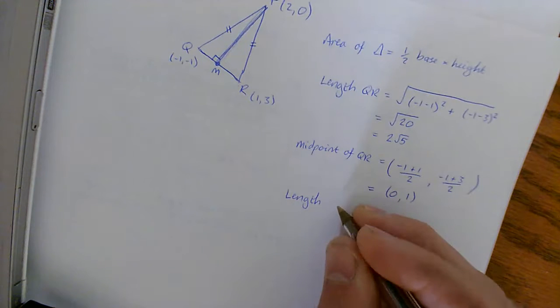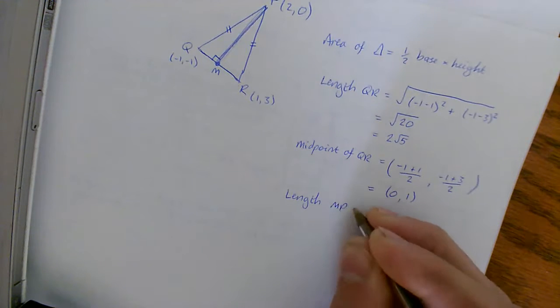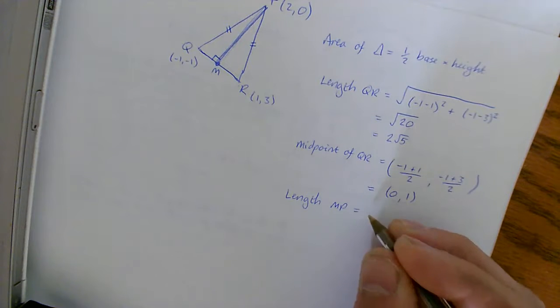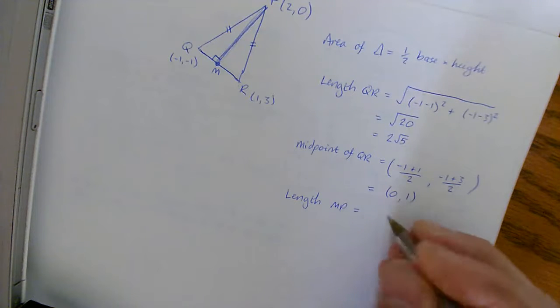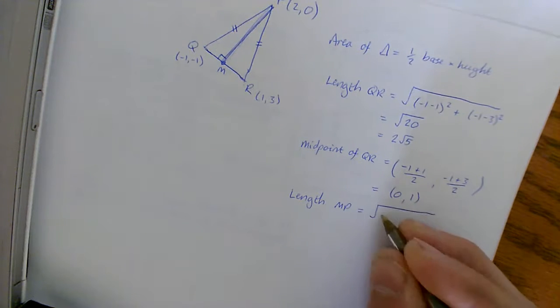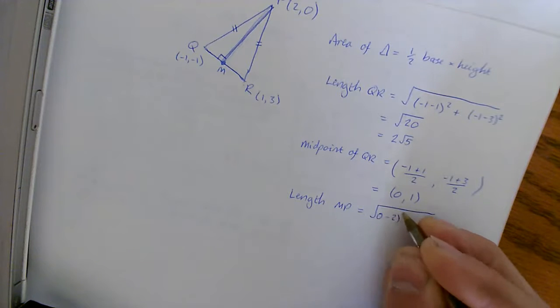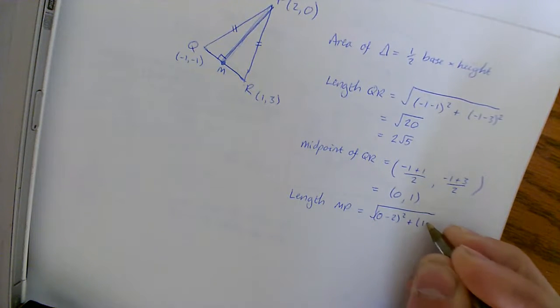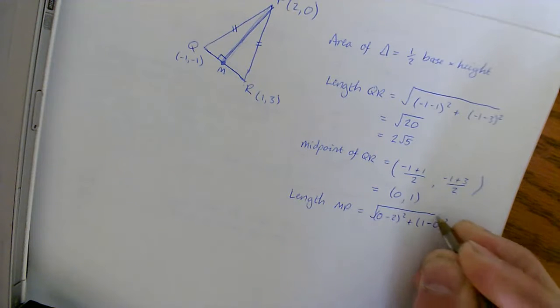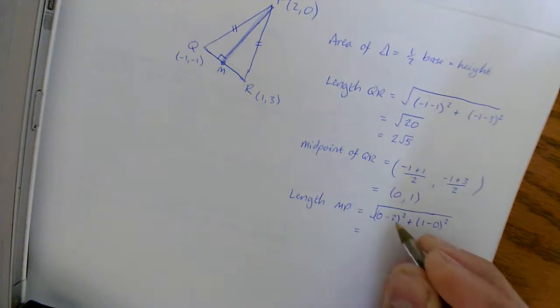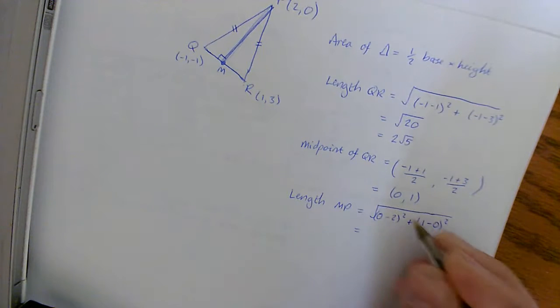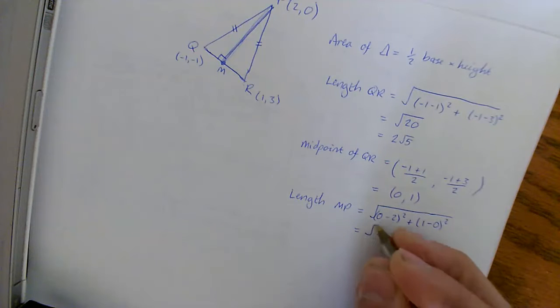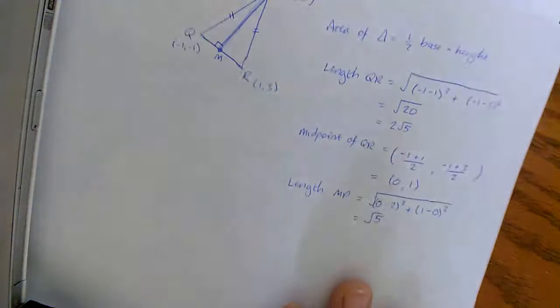Next thing we want to do is find the length MP, where M is this midpoint that we just found. Length of MP is 0 take away 2 all squared plus 1 take away 0 all squared. Minus 2 squared is 4, 1 squared is 1, so that is the same as root 5.